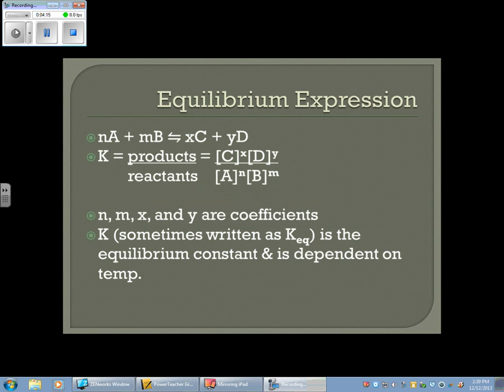It's sometimes written as KEQ. Also, sometimes it is written as KC, because we're dealing with concentrations. All right. It is the equilibrium constant, and it is constant for this reaction at this temperature. If the temperature changes, K changes. But that's the only time K actually changes, is when temperature changes.